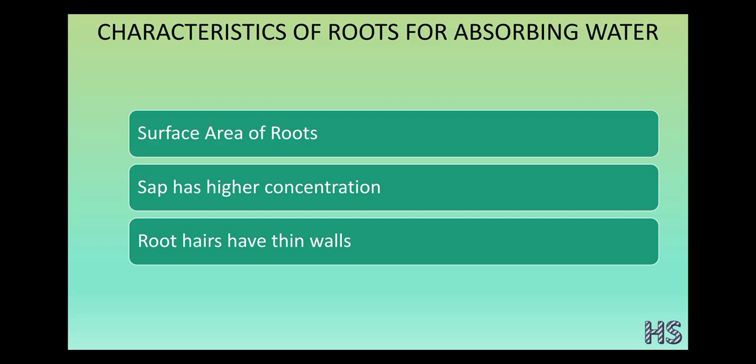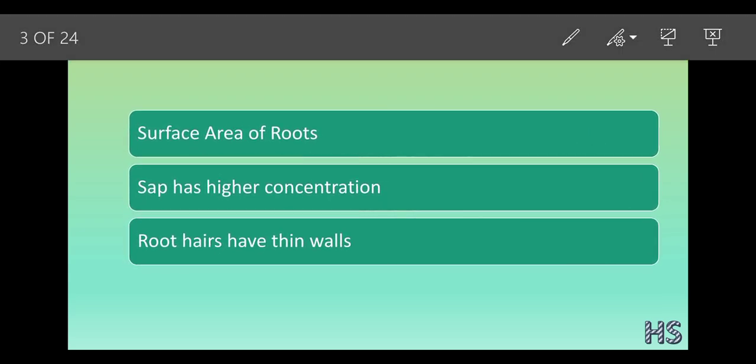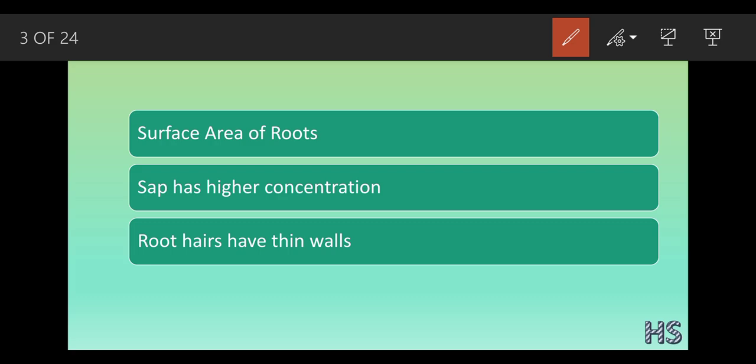Characteristics of roots for absorbing water. Basically, in the ninth standard we have already studied that there are two types of system. One is the root system and the other one is the shoot system. Suppose this is the surface, I mean to say soil, and these are the roots, and this is the shoot system.